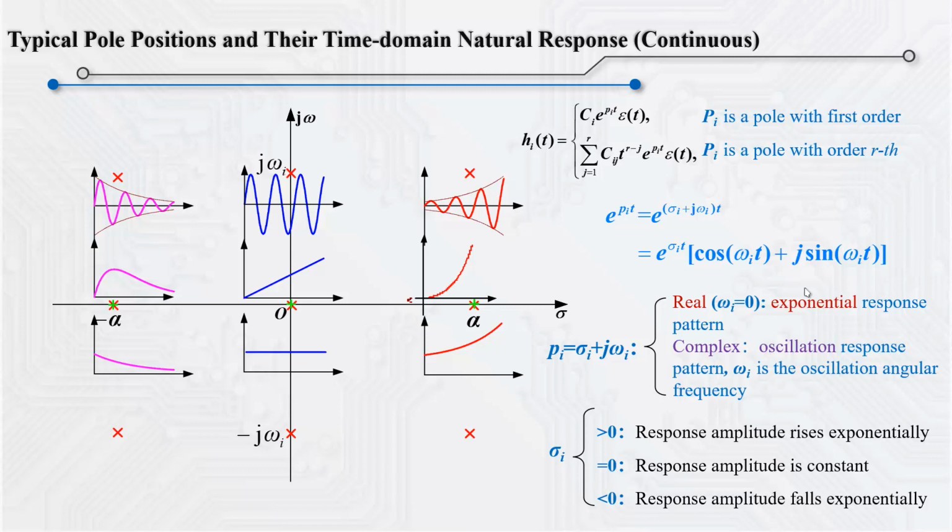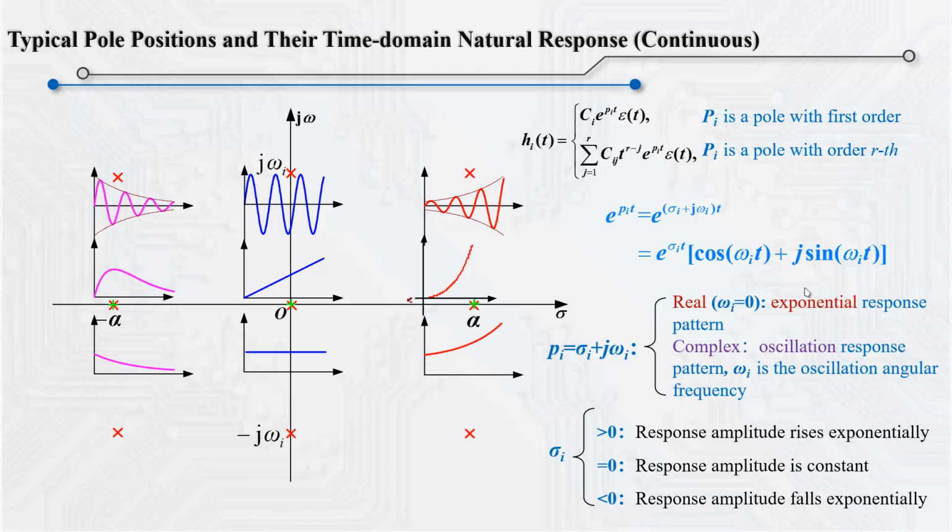If the pole is second order, then its response pattern is similar to that of the first order pole. But if it is a second order pole which equals 0, the natural response pattern will become a ramp function.